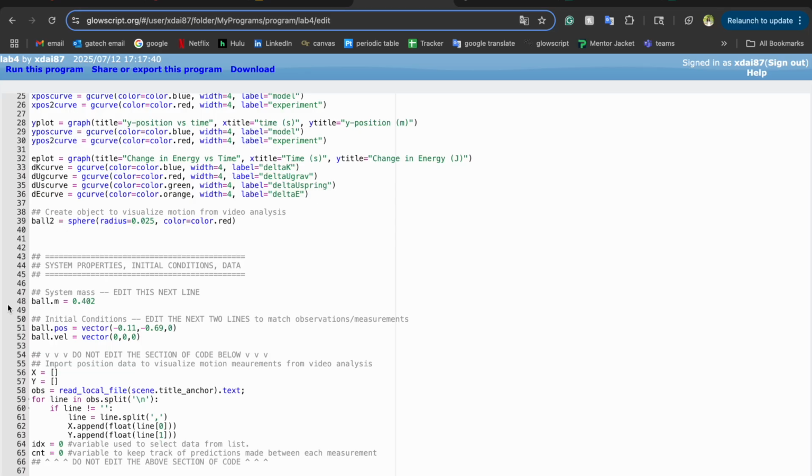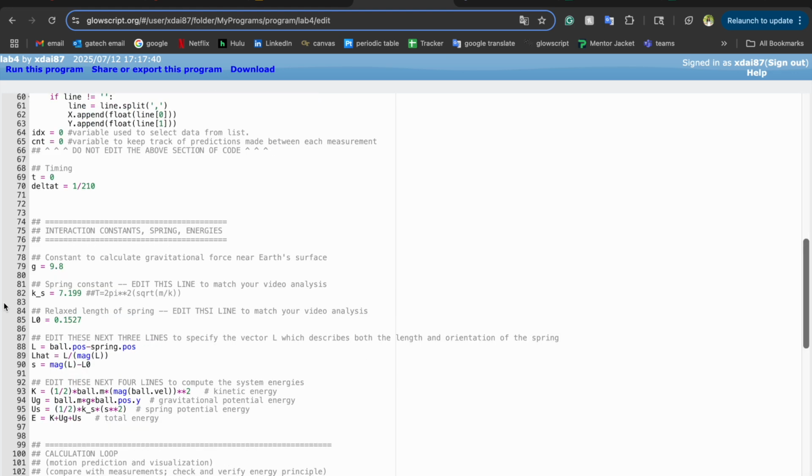So taking a look at our code here, the ball's mass and the initial position and velocity values are stated here. Additionally, I was able to calculate the spring constant using the equation T equals 2 pi times the square root of m over k, with T equal to the average time interval between oscillations.